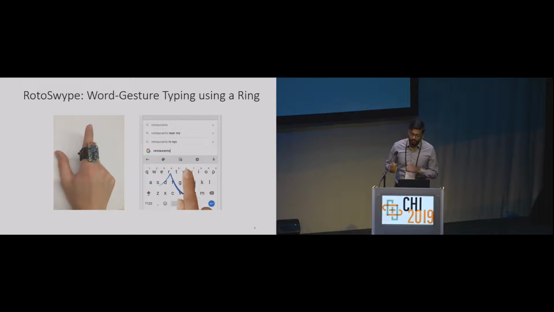And therefore, we proposed RotoSwype, a technique that uses a ring on the index finger along with word gesture typing, which is a popular mechanism for text input on our smartphones, where we draw word gestures on the touchscreen. Right? And you can see that on the slide. So the ring here is a simple IMU, inertial motion unit, along with a clickable button that you can see on the side.